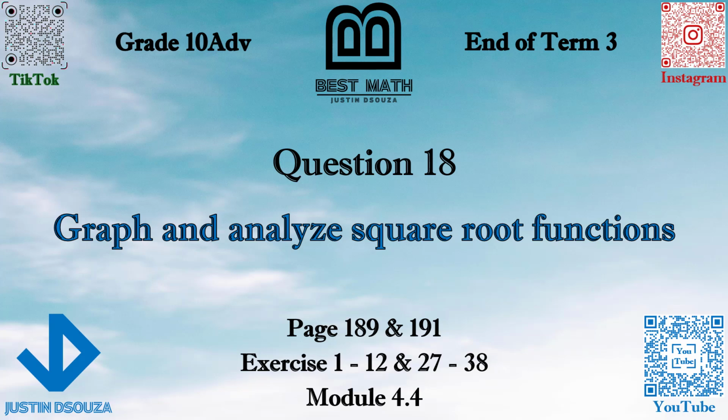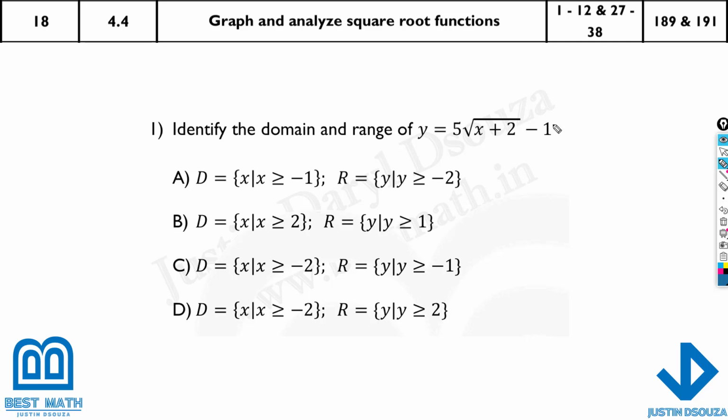In this question, we will graph and analyze square root functions. Here we have been told to identify the domain and range for this function. Now looking at this, you can see the radical symbol without any number. That means it's always 2. That is a square root function.